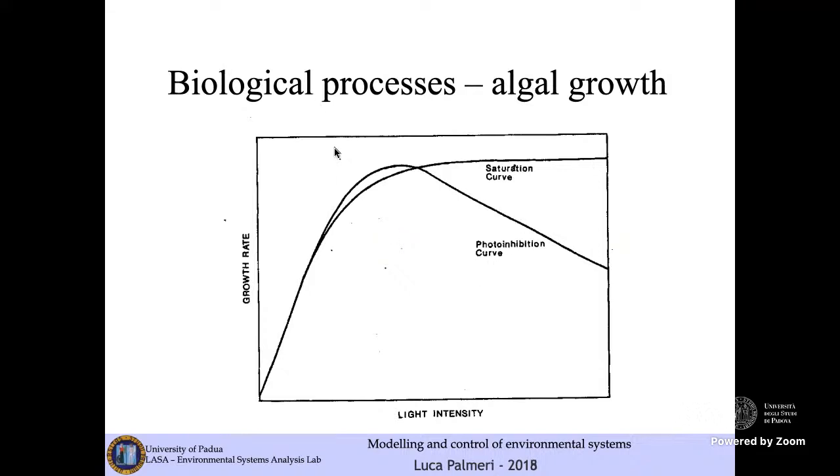In this case, after the maximum growth rate is reached while light intensity is increasing, there is a kind of photoinhibition effect due to the fact that, as we have seen, in some cases even too much light may be detrimental for growth rate. So there are some algae that grow well at a certain light intensity, and when the light intensity increases, they start slowing down their growth. So there is a kind of photoinhibition effect.